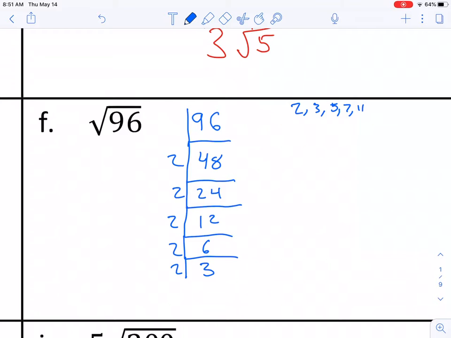I think I messed up where my 2's go. It was supposed to be here. So I think it was supposed to be 96 divided by 2 is 48. 48 divided by 2 is 24. 24 divided by 2 is 12. 12 divided by 2 is 6. And 6 divided by 2 is 3. So we have them all listed here.